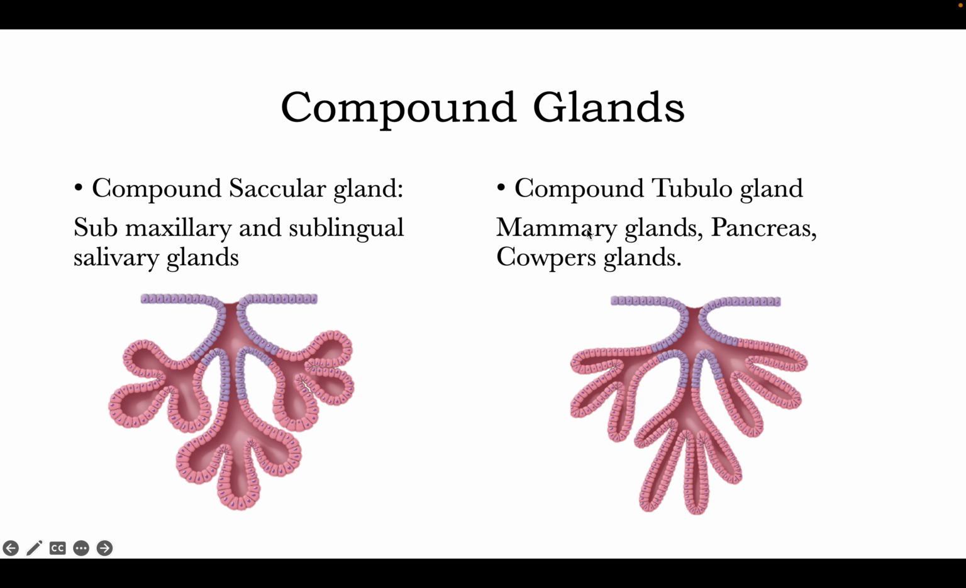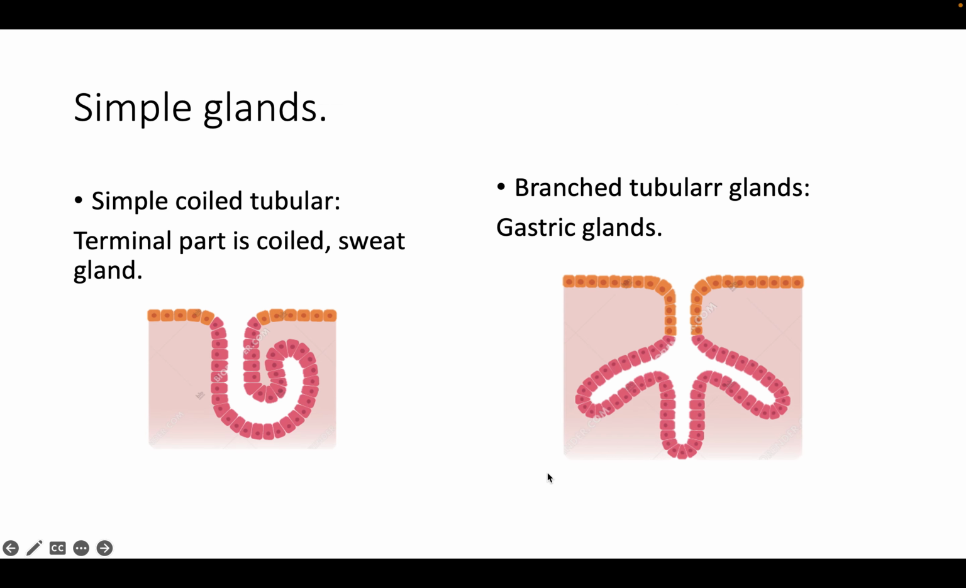And then we have the compound tubular. The compound tubular glands are found in the mammary glands and the Cowper's glands, and also in the salivary glands. I didn't talk about where we find the branched tubular glands. The simple branched tubular glands are found in the Brunner glands, and even in the mammalian small intestine, and in the gastric glands of the stomach. So you would do well to note that.